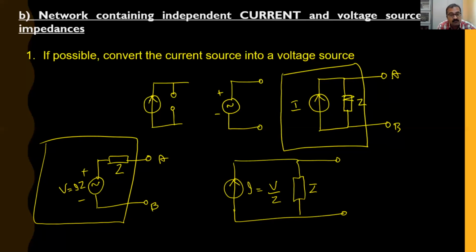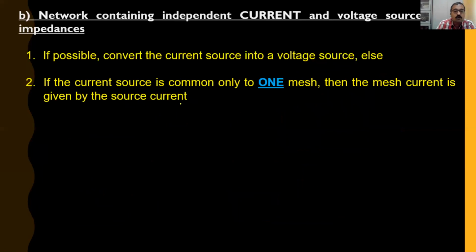An ideal current source is one which will give you constant current, independent of the load connected here. Put a 10 ohm resistance here, current will be the same, say 10 ampere will be the constant. Suppose you put a 100 ohm resistance here, still the current should be 10 ampere. That is what an ideal current source is. It will give a constant current independent of the load. So if the current source is common only to one mesh, then the loop current in that mesh will be the same as the source current.